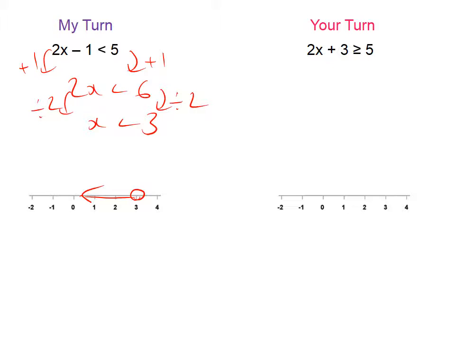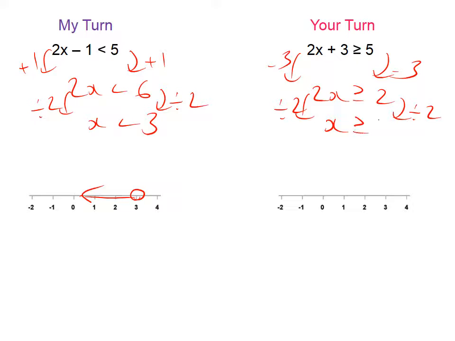Well, hopefully you have subtracted 3 from both sides to give us 2x is greater than or equal to 2. Then you should have divided both sides by 2 because of course 2x really means 2 times x. So that's x greater than or equal to 1. Now greater than or equal to 1 means a solid dot and the arrow should be going in this direction.